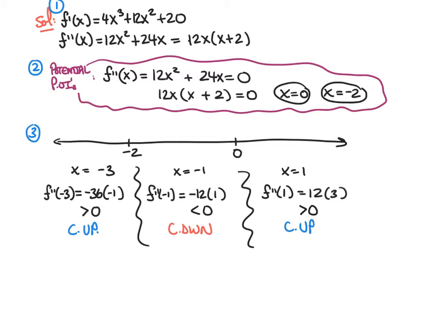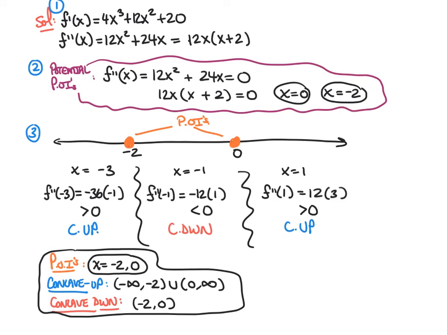So we're concave up on the left of -2, concave down, and then concave up again. So notice there is a change that happens at -2 because it goes from concave up to concave down, and there is a change that happens at 0. So these are both going to be actual POIs. And then I can finally express my intervals for concave up and concave down. And there you have it. There are all of our answers for what we're actually looking for.